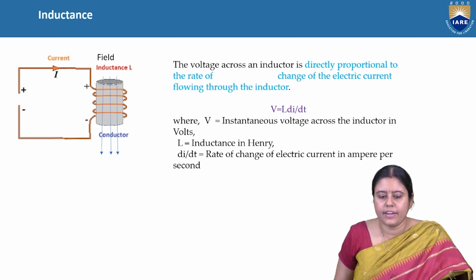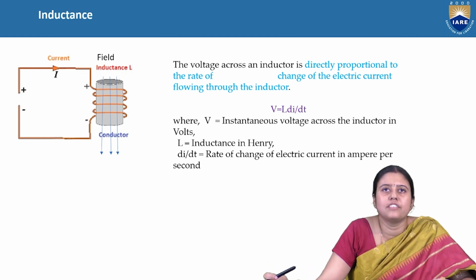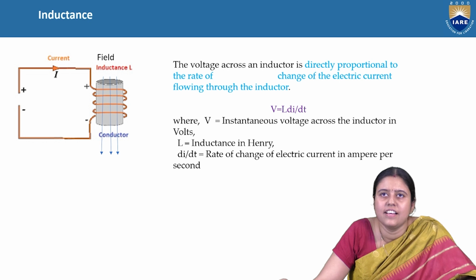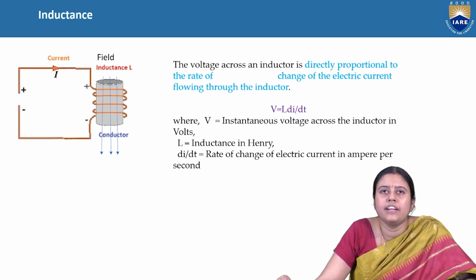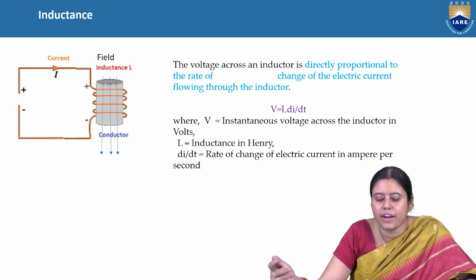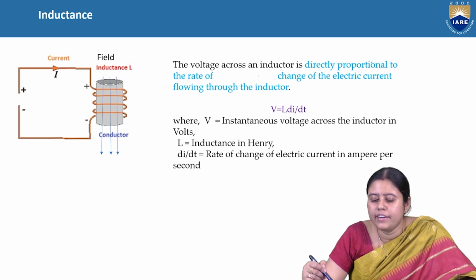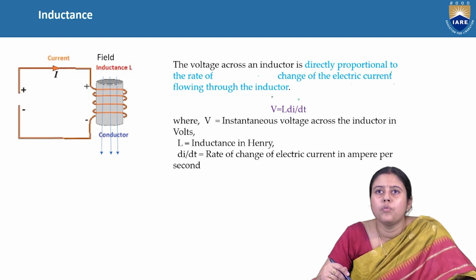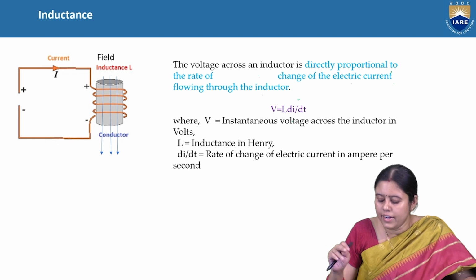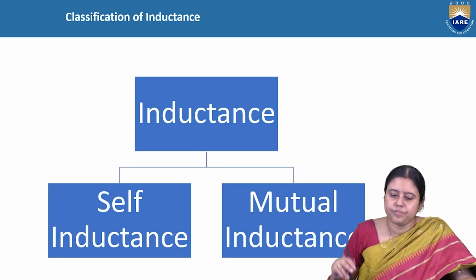So next important question, what is inductance? The voltage across an inductance: if there is a coil and there is a rate of change of current, if there is a sudden change in the current, the inductor always opposes the change of current. So the voltage of an inductor is directly proportional to the rate of change of the electric current flowing through the inductor. We can write V is equal to L di by dt.